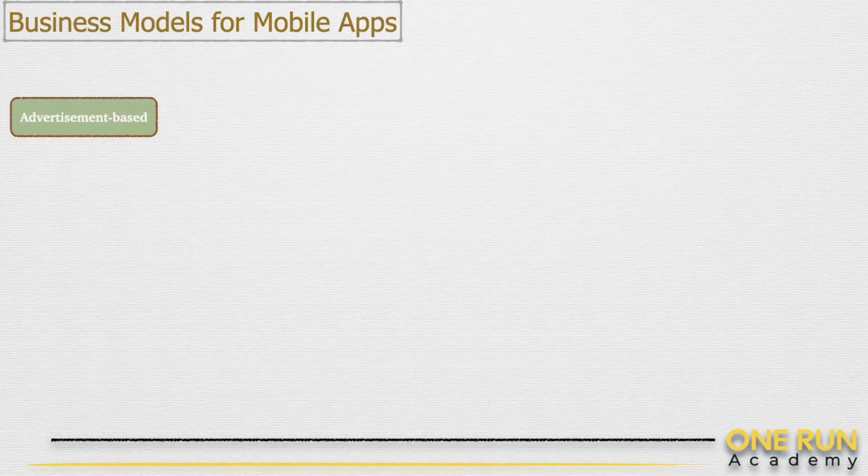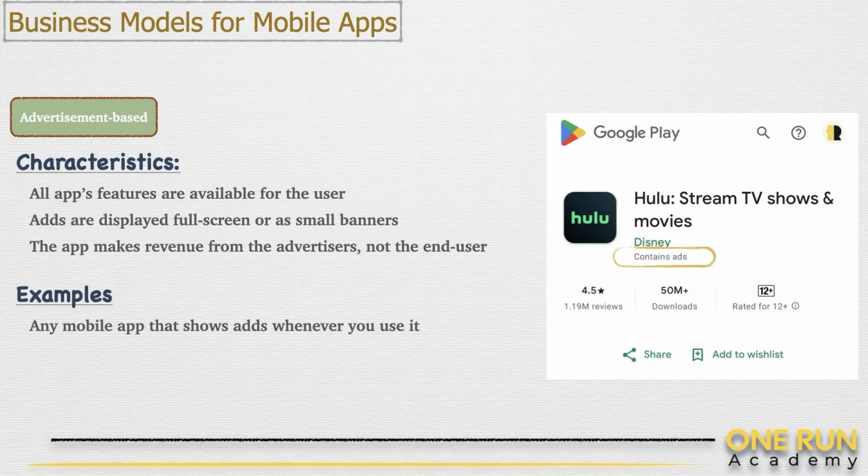Next, let's take a look at the advertisement-based model of mobile applications. This model is straightforward. The app is completely free to use, but ads will show from time to time. These ads can be in full screen, forcing the user to watch them, and the user can skip ads after a few seconds, or the ads can be displayed as small banner, maybe at the bottom of the screen. These ads will monetize the app whenever displayed or clicked by the user.